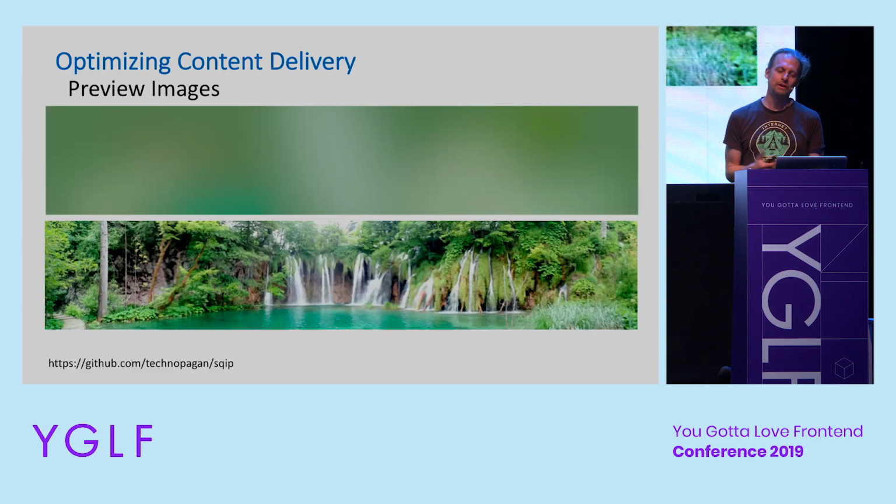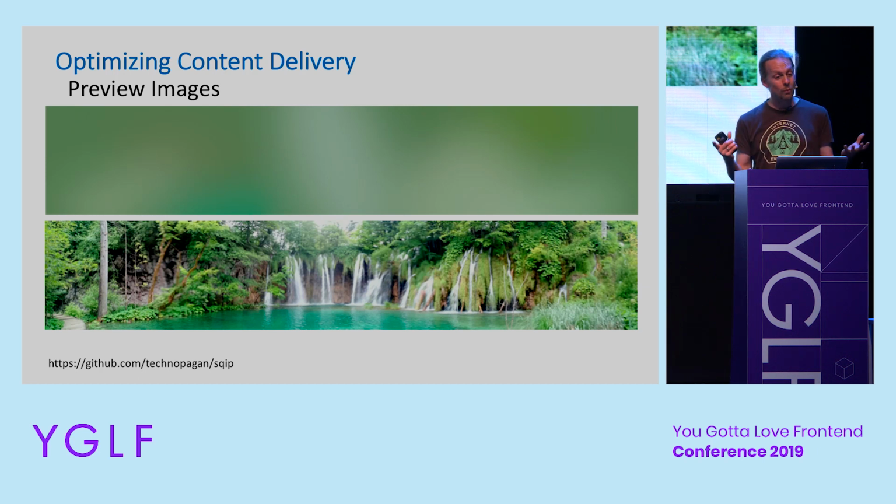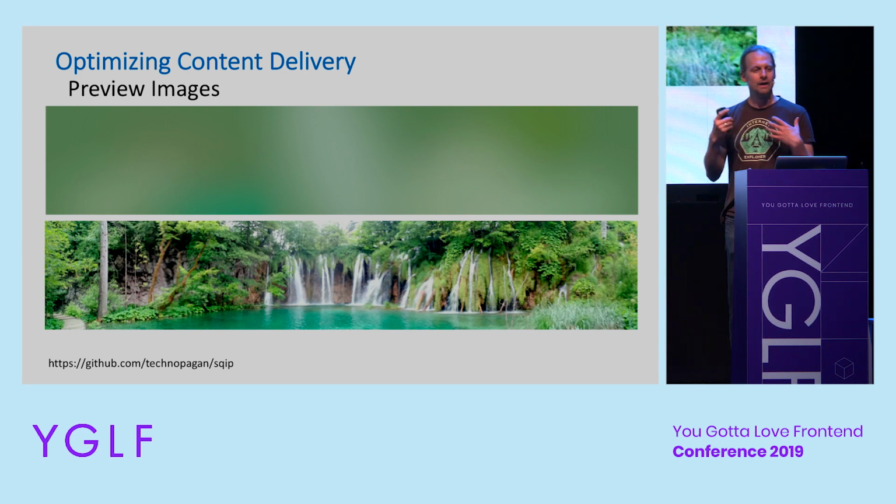If you want to go fancy, you can use SVGs with a little bit more texture than just one color. So this is called Squib, and you can see there's a little more texture than just green. There's a little bit of the waterfall feel to it. And again, it's like 900 bytes. That loads before the image comes in.